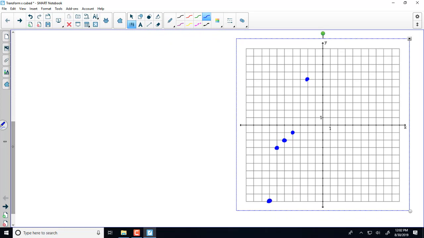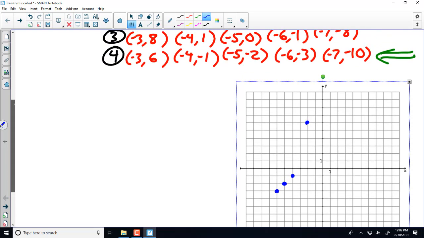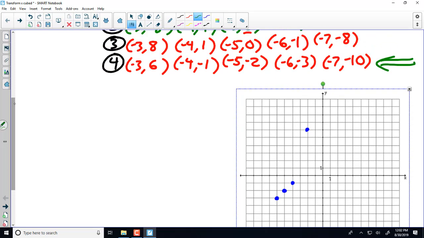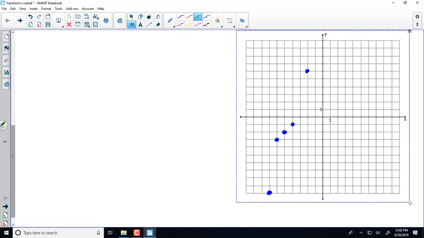Now, these are tricky to graph, everyone. We do see the basic x cubed shape here, even though it's been messed with, flipped, reflected, shifted, moved around. But this is a really important point right here, this (-5, -2), because that's still kind of the hub of the graph right here. That was the one that was at (0, 0).